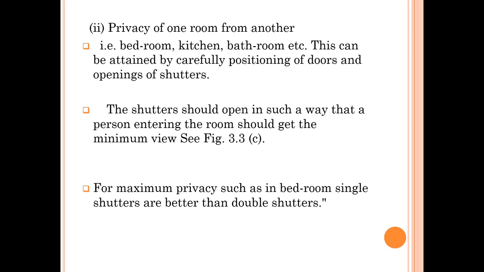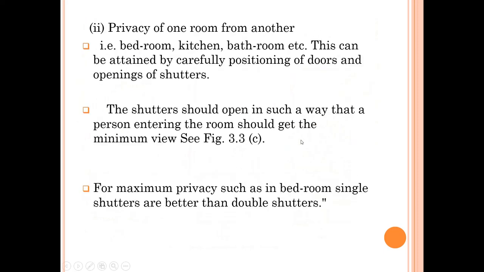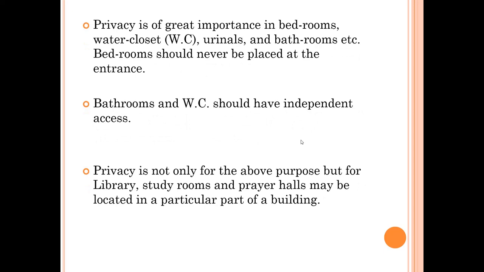The shutters should open in such a way that a person entering the room should get the minimum view, as we can see in this figure. So this is the opening of the shutter in such a way that a person entering the room will get the minimum view. Then for maximum privacy, such as in a bedroom, single shutters are better than double shutters.